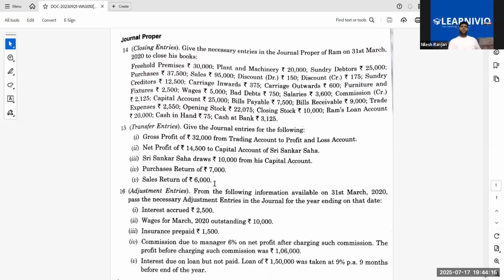That is not correct. What entry have you written? I have just written some entries for prepaid expenses. Can you tell me that? Prepaid expenses, advance payment of expenses. Advance expenses account to cash account. So that is what it is. Prepaid insurance account debit to cash.